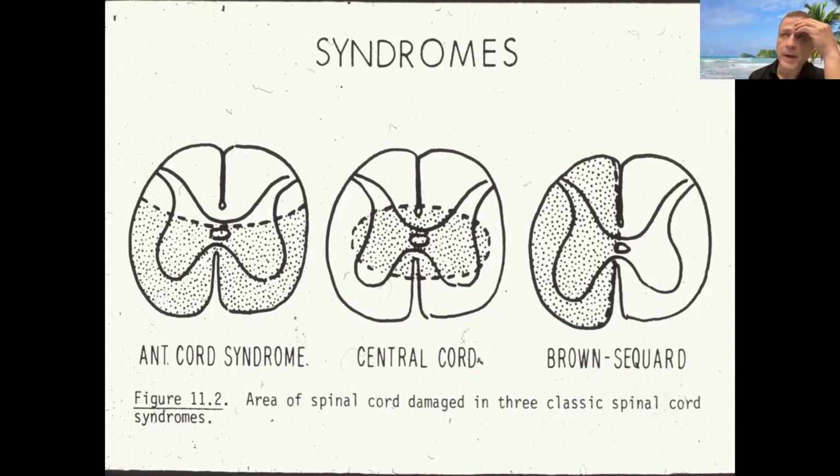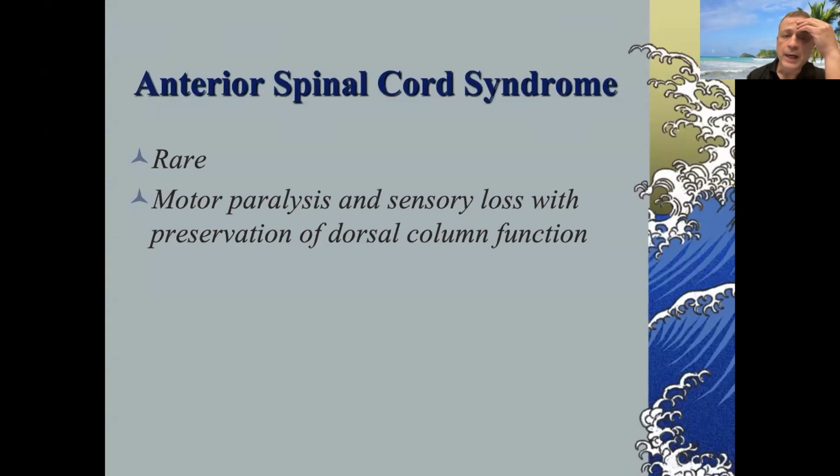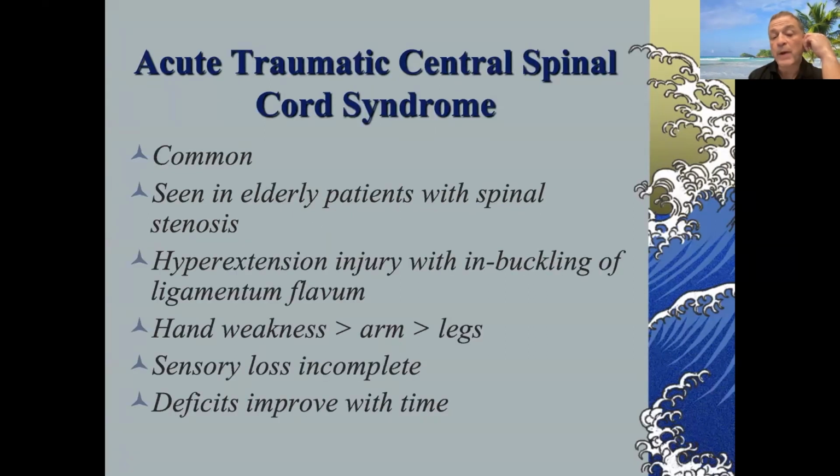And that's Brown-Séquard syndrome, ipsilateral loss of dorsal column function. So ipsilateral loss of proprioception. And so we've talked about all of this. Anterior spinal cord syndrome is rare. Acute traumatic central spinal cord syndrome is super common.